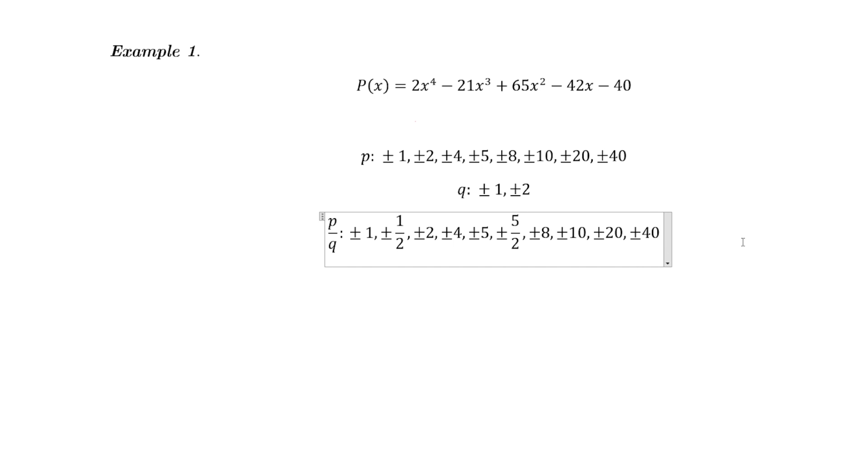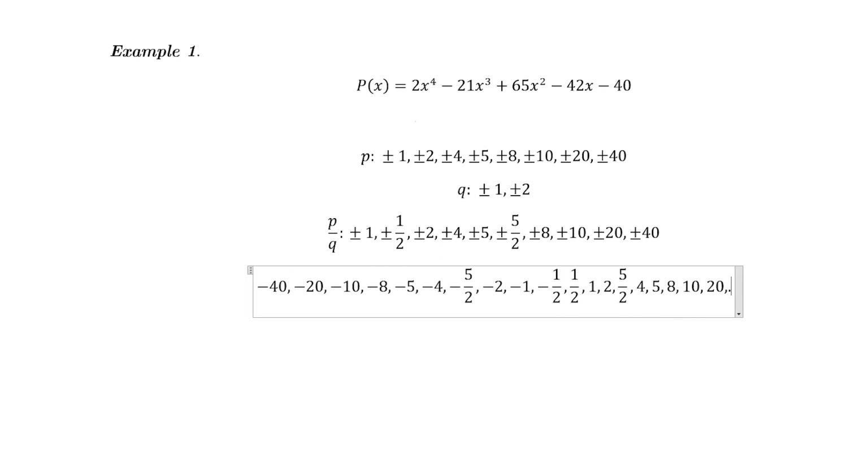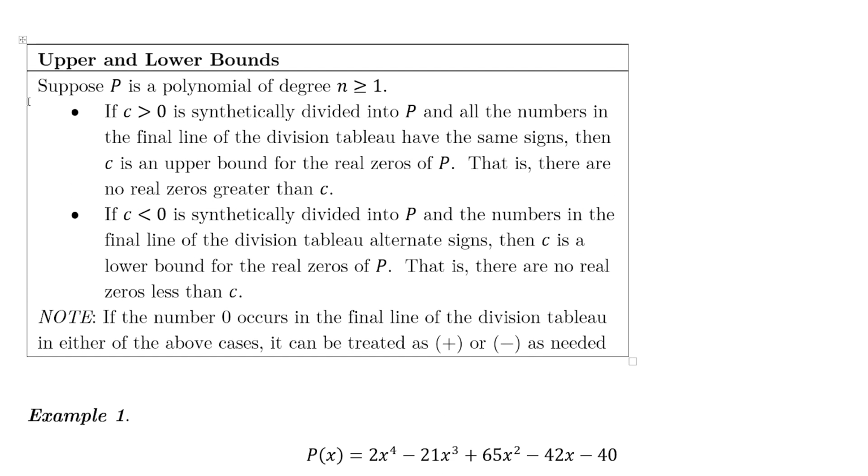Let's do what we did earlier in our example on Descartes' rule of signs: let's write this in increasing order. Okay, and here is the list of all possible rational zeros of our function in increasing order. This is important because we're going to talk about the upper and lower bounds.